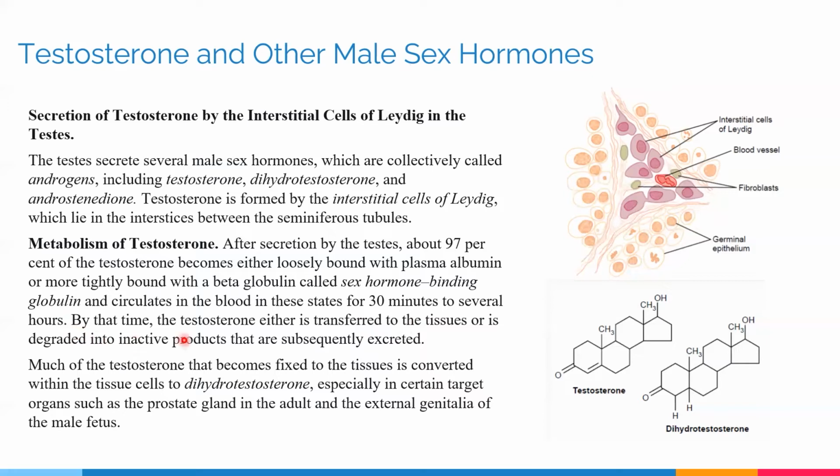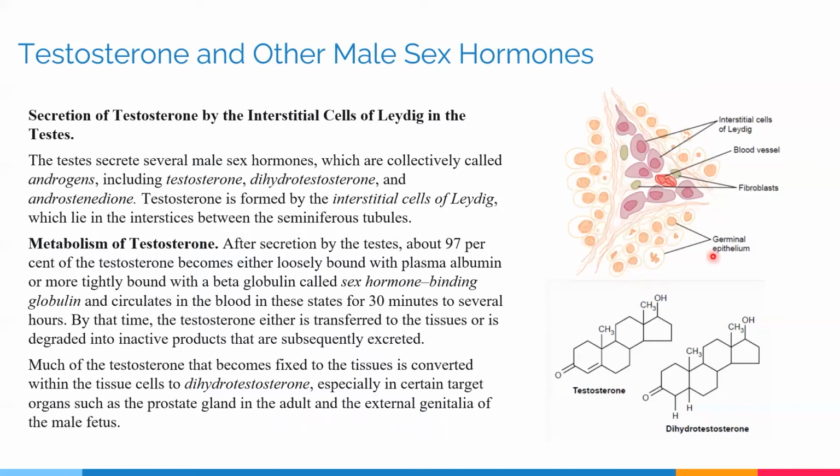By that time, the testosterone either is transferred to the tissue or is degraded into inactive products that are subsequently excreted. Much of the testosterone that becomes fixed to tissues is converted within the tissue cells to dihydrotestosterone, especially in certain target organs such as the prostate gland in the adult and the external genitalia of the male fetus.